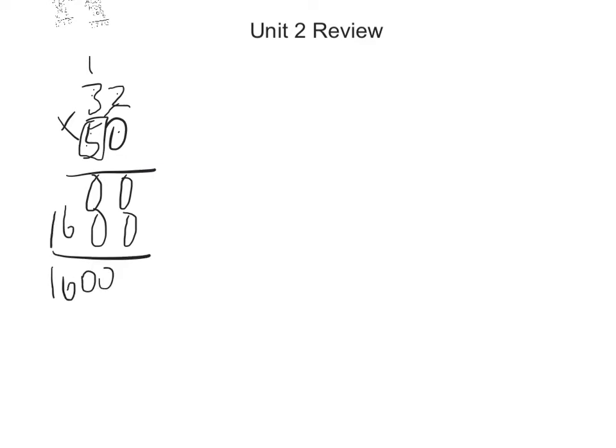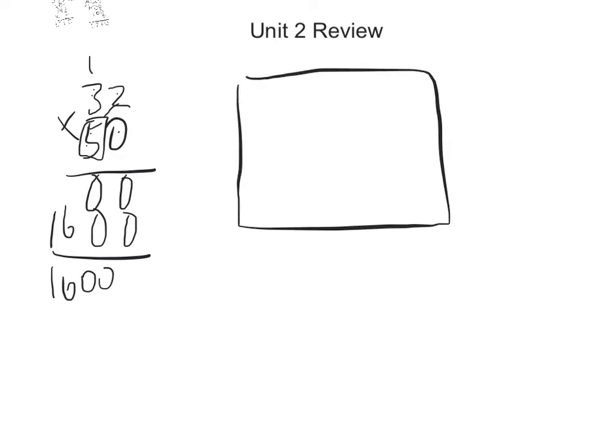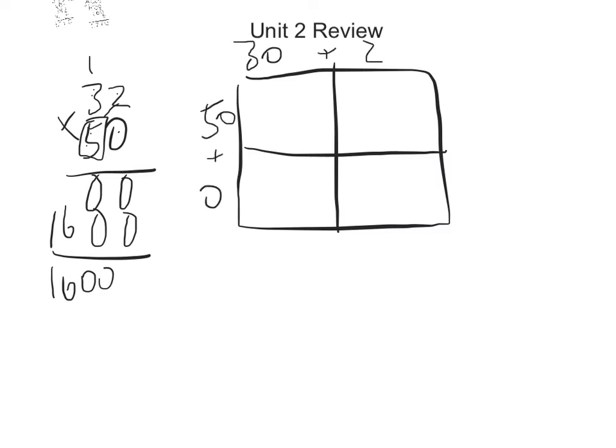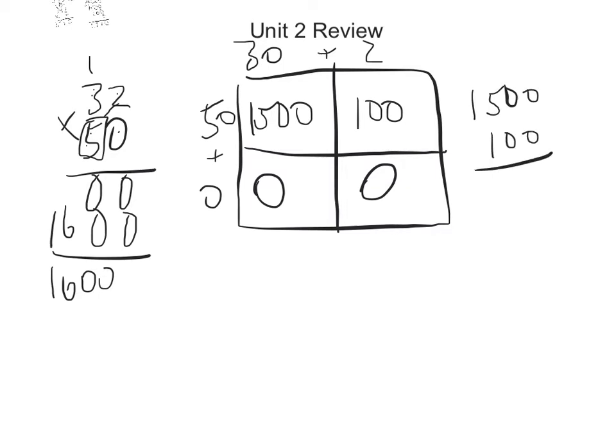If I'm not sure that's the right way to do it, I could draw my square model, rectangle model. I could do 30 plus 2 here, and then 50 plus 0 here. 30 times 50 is 15 with 2 zeros. 2 times 50 is 100. Of course, these are each going to be 0. So basically, I'm adding 1,500 plus 100, gives me 1,600. That was kind of an easy one, but just don't forget about the 0, because you don't just multiply by 5, that 0 does change a lot of things. So I know that answer is right.